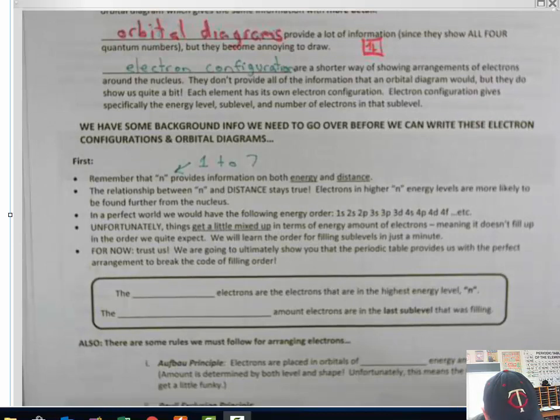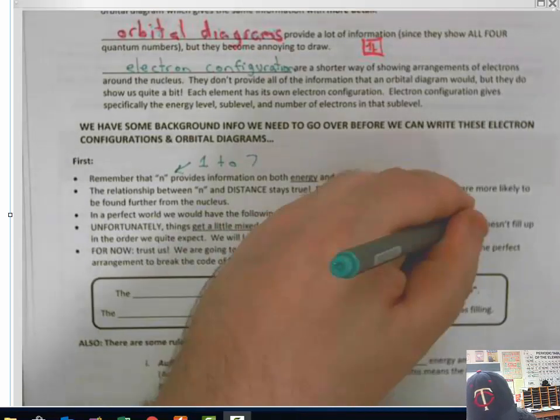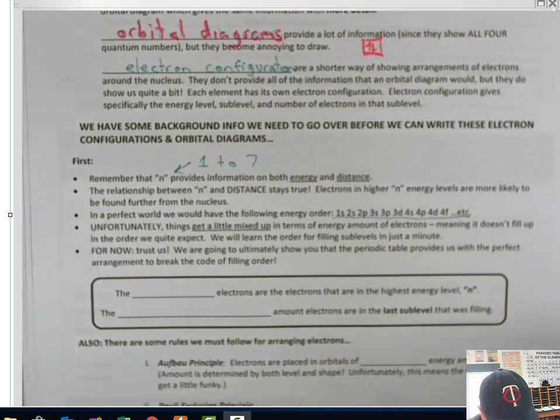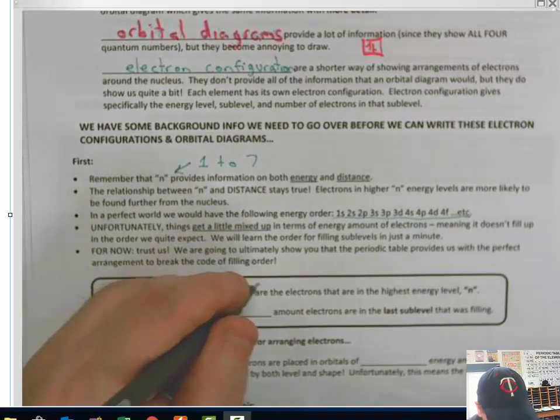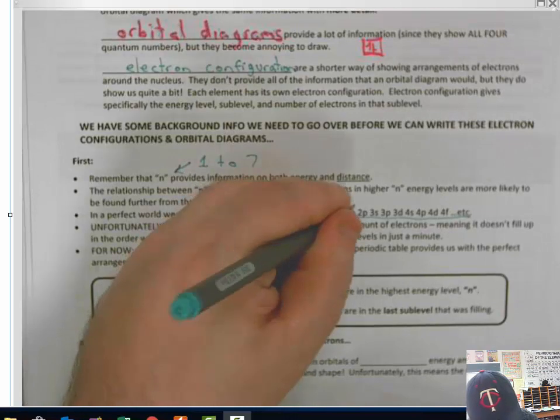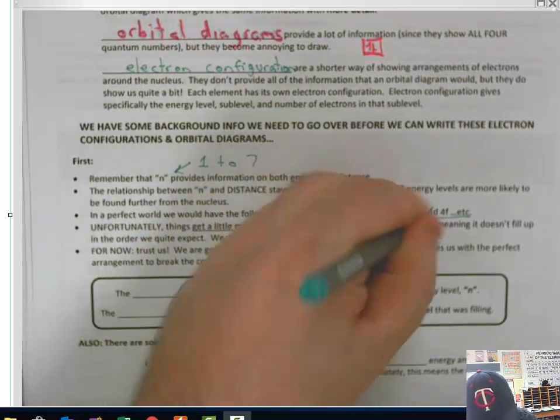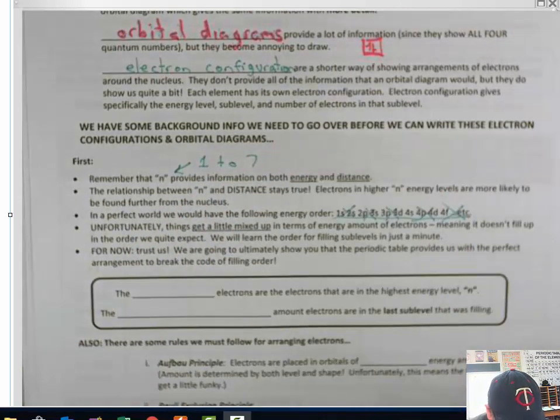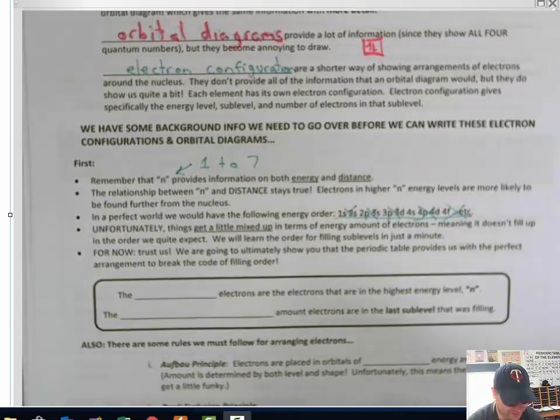Here's the problem. You would think that we would have a perfect order to mix this, but unfortunately, we get all mixed up. So this is not the order we're going to use. There is an order according to the periodic table that you have to fill these. For now, trust me, I know what I'm doing. We're going to ultimately show you the periodic table provides you the perfect arrangement for the correct filling order.